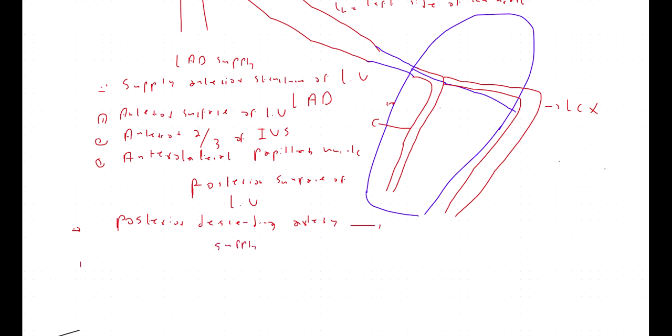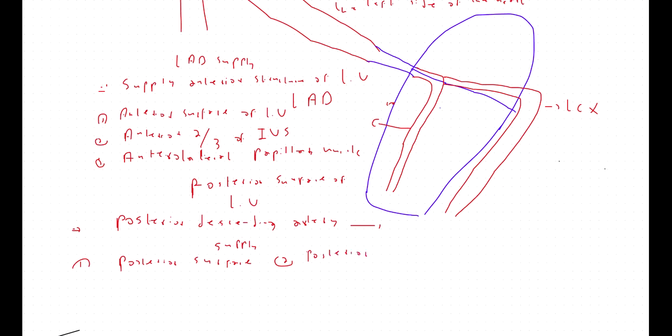Simple as that. It supplies the posterior surface, and what other structure will it supply? It will supply the posterior 1/3 of the interventricular septum. The anterior 2/3 is supplied by LAD, and the posterior 1/3 will be supplied by your PDA. Okay, so PDA supplies the posterior 1/3 of the interventricular septum.